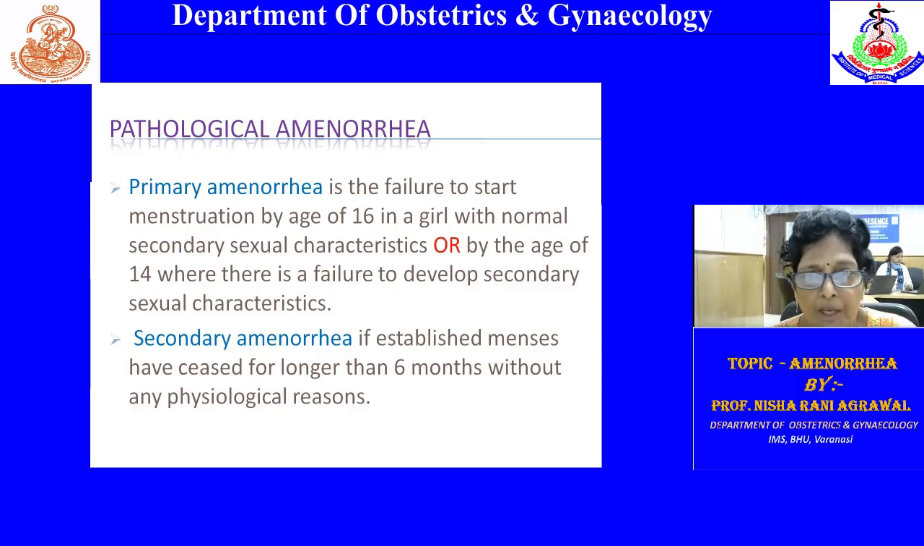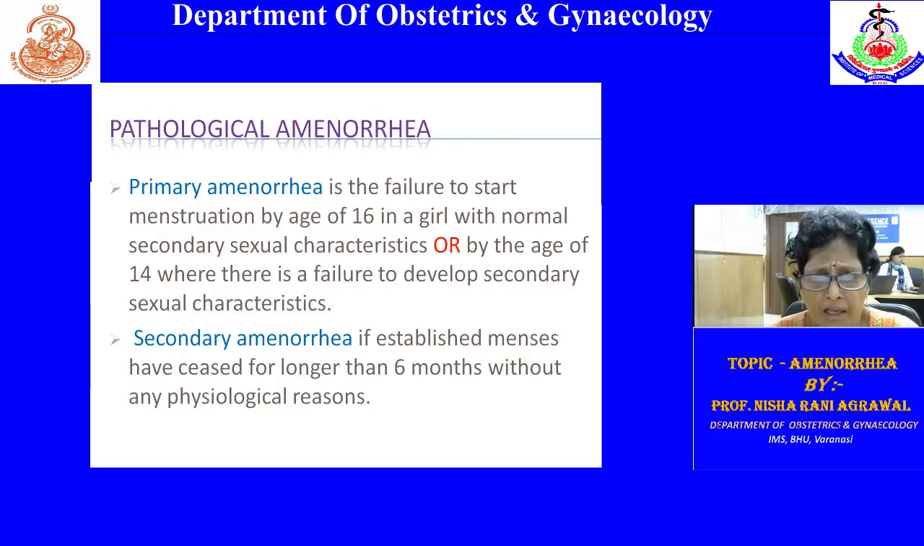Now coming to primary amenorrhea. Primary amenorrhea is the failure to start menstruation by the age of 15 years in a girl with normal secondary sexual characteristics, or by the age of 13 where there is a failure to develop secondary sexual characters. This is very important. If the sexual characters are normal, then you can wait up to 15. That is, there can be physiological delay. But if secondary sexual characters are not normal, then by the age of 13 you should be alert and start investigating the cause of amenorrhea.